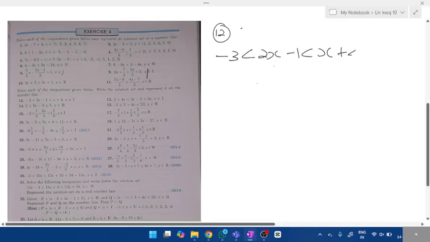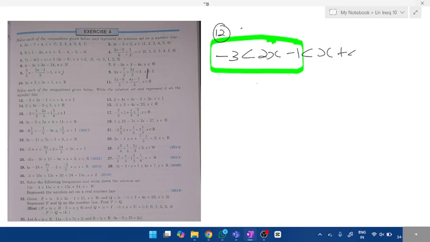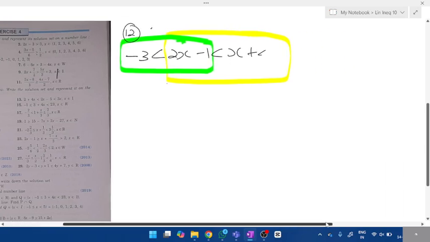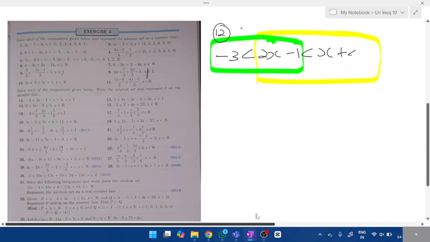Okay, so how many inequality signs are there? We have two inequality signs, right? Look, therefore this becomes one question. This is one question, and the yellow one is the other question. How many equations do we have? If there are two inequality signs, we'll have two equations.